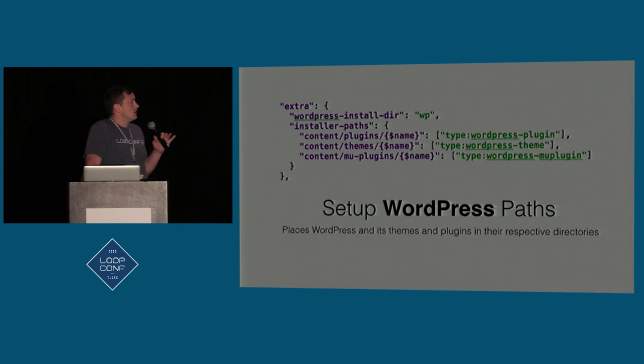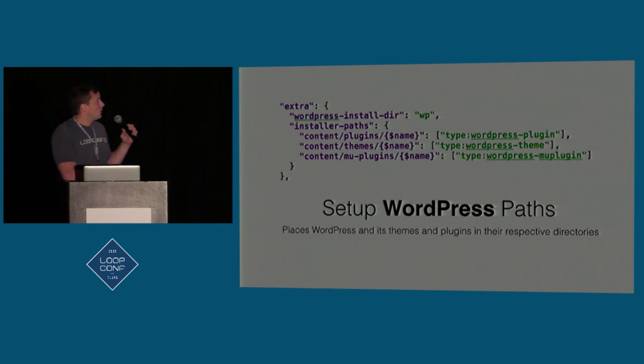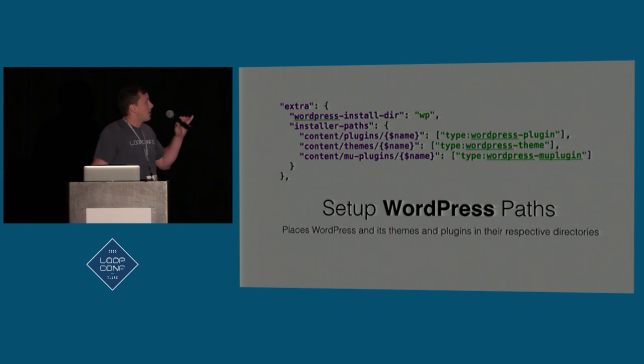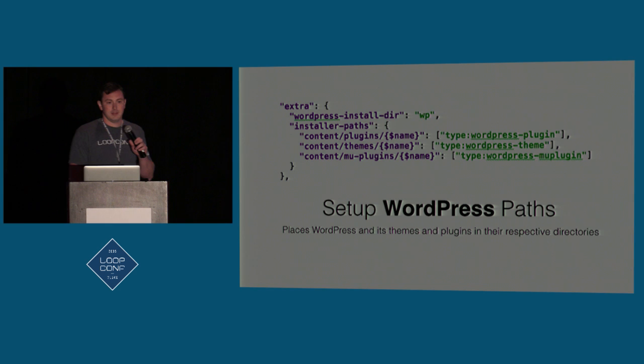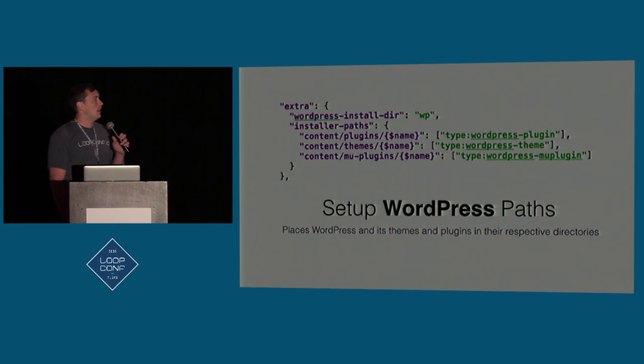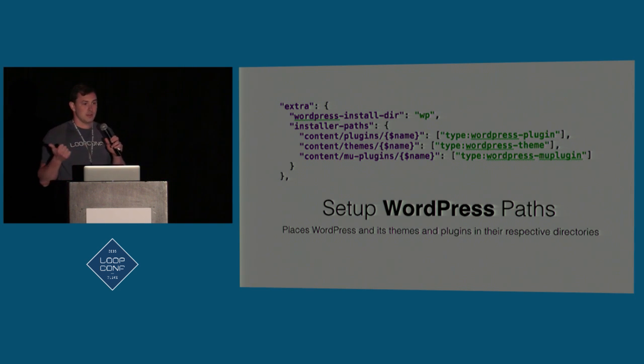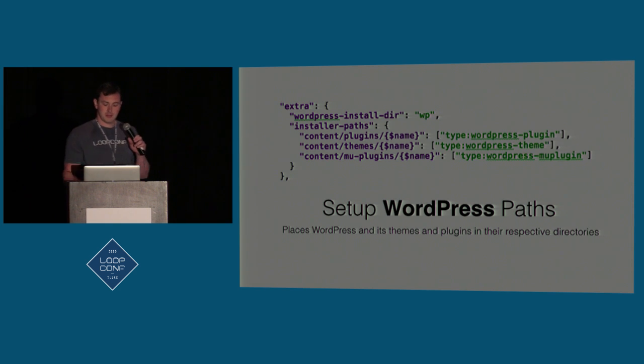in your configuration, this is where you actually have to do a little bit of manual editing. You can define your WordPress install directory if you'd like. If you don't, it's going to be WordPress. But the installer path is where the Composer installers dependency comes in, and it basically allows you to set the path for each type of thing. And there are three types. There's WordPress plugin, WordPress theme, and WordPress MU or must-use plugin.